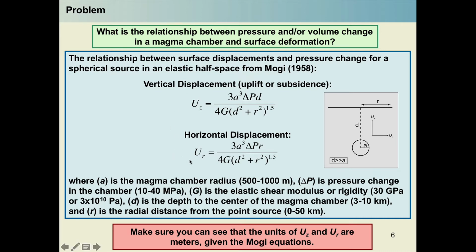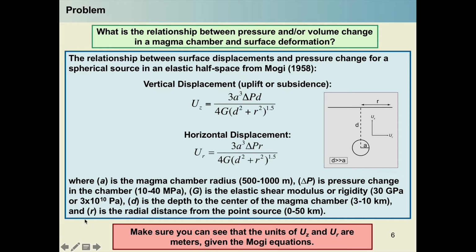So horizontal displacement, U sub R, that's the amount of displacement you can measure as you go radially away from the center of your volcano. It's equal to 3 times the magma chamber radius cubed times the change in pressure inside of that magma reservoir as it's inflating like a balloon, times R, which is the radial distance away that you're actually measuring that displacement signal, divided by 4 times G times D squared plus R squared to the 1/2.